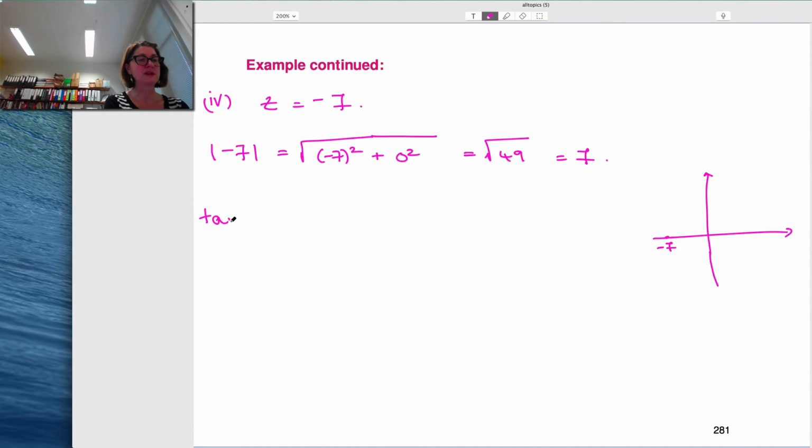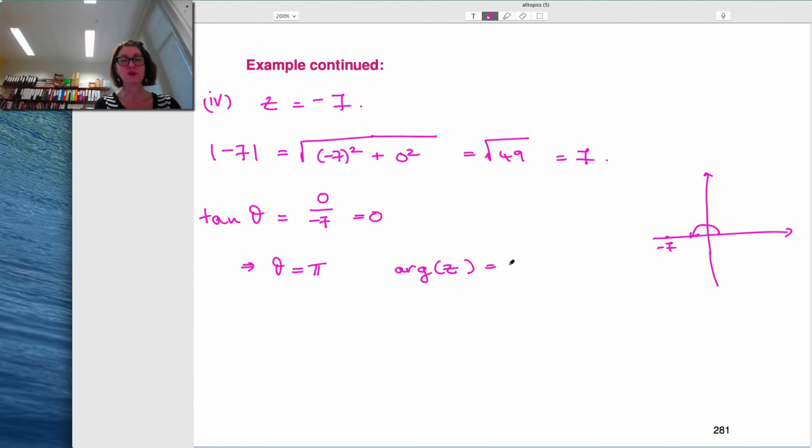And when you try and look at tan theta, you want to put y, which is 0, over x, which is -7. So this is going to give you 0. And where is tan theta equal to 0? Well, it's where theta equals pi. If you think about what's going on in this picture, here the argument of z is equal to pi, and you could have just read that straight off the diagram.